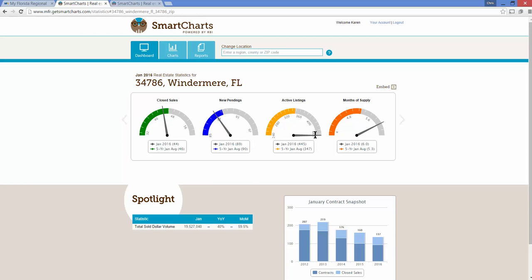Then we have the supply side. So the supply side, how many active listings do we have? As of last month, we had 445 active listings. The 5-year average was 347. So we do see that we have more listings than we have had on average over the past 5 years.